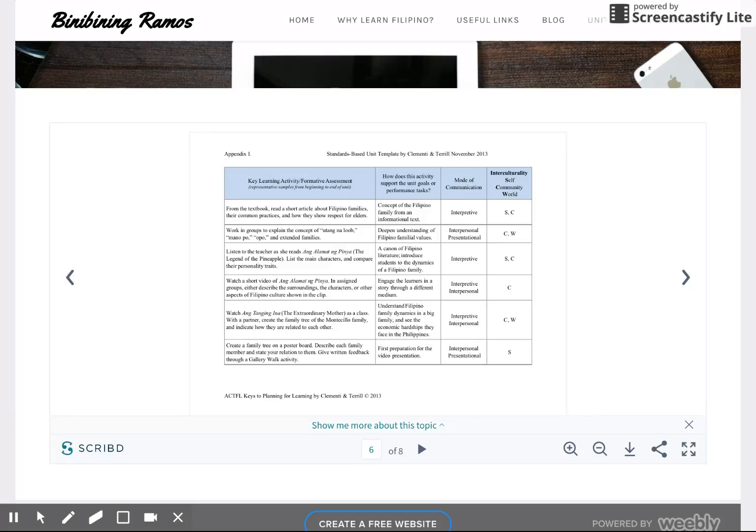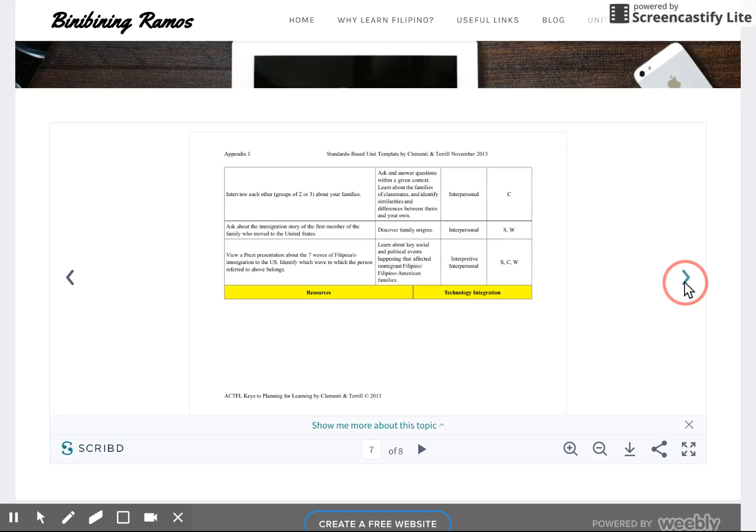the overall unit goals. It was a great way for me to make sure that everything I did was purposeful and in conjunction with what I wanted students to learn by the end of the unit. It also was able to show me how my whole unit would flow. At the very end of my unit were the resources and technology integration aspects of my unit.